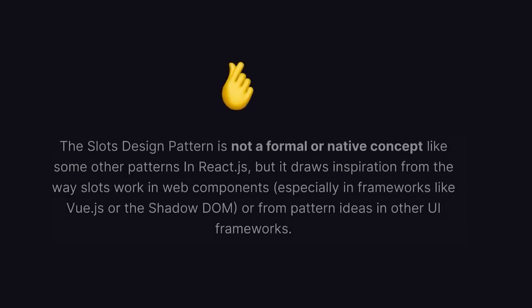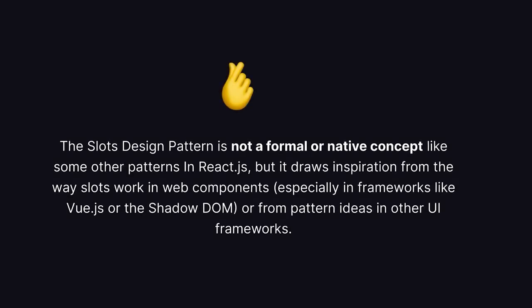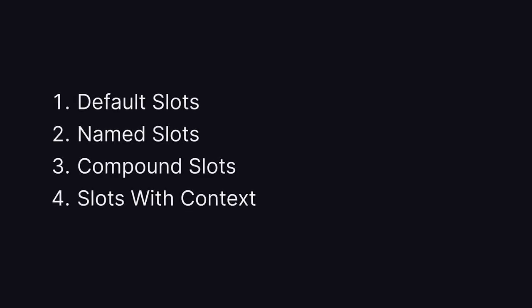So the slot design pattern is not a formal or native concept like some other design patterns in React.js, but it draws inspiration from the way slots work in web components, especially in frameworks like Vue.js or Shadow DOM, or from pattern ideas from other UI frameworks. So yeah, you gotta know that slots are not built-in or native to React.js. So what are we going to be learning about the slots? First of all, we are going to be learning about the default slot, then the named slot or multiple slots, and then compound slot, and finally we are going to be learning about the slot with context.